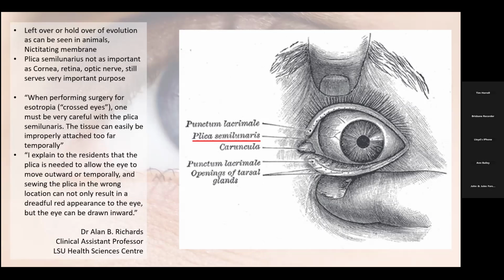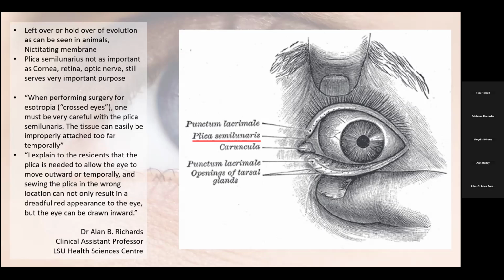And this is from Dr. Alan B. Richards, a clinical assistant professor at LSU Health Services Center. He says, when performing surgery for esotropia, I don't know how you say that, essentially cross eyes, one must be very careful with the plica semilunaris. The tissue can easily be improperly attached too far temporally.